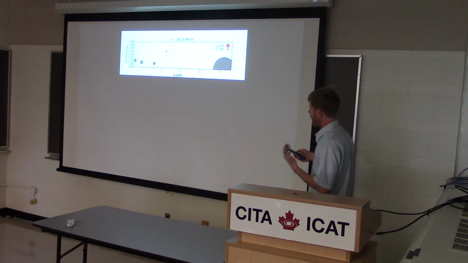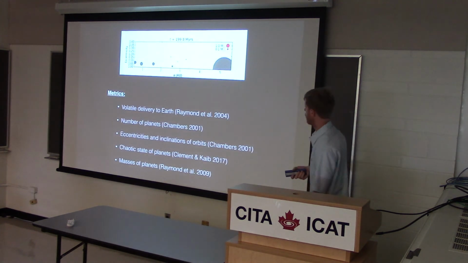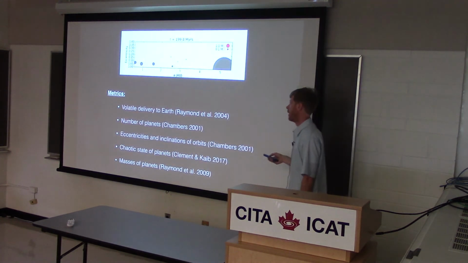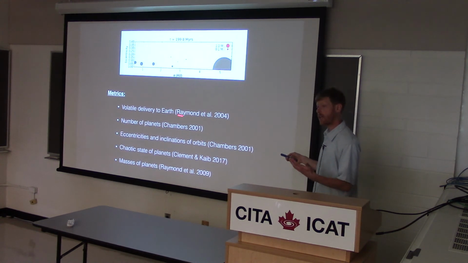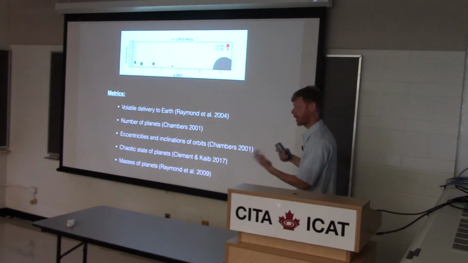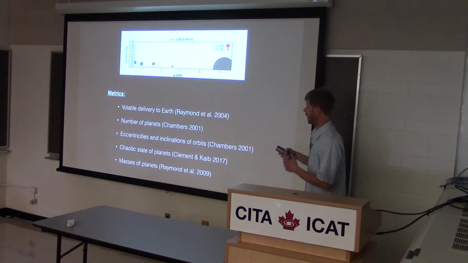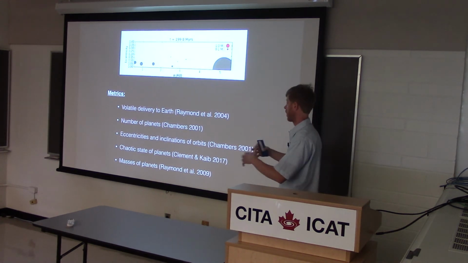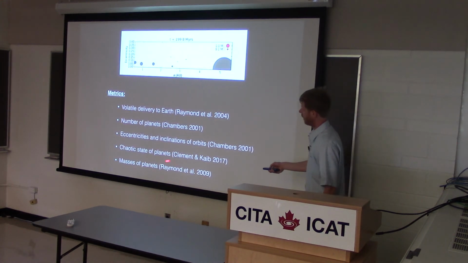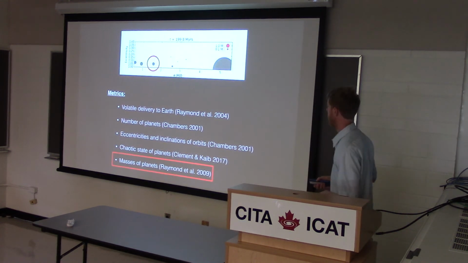In general, when we look at their final outcomes, these simulations are evaluated with a few different metrics. They're evaluated on their ability to deliver water-rich asteroids to Earth, to produce the correct number of rocky planets, and to produce relatively circular, coplanar systems like our own. Recently, my grad student Matt Clement and I looked at their ability to reproduce the long-term chaotic state of our own solar system. And finally, another metric is their ability to reproduce the correct masses, and that's what I want to focus on here.